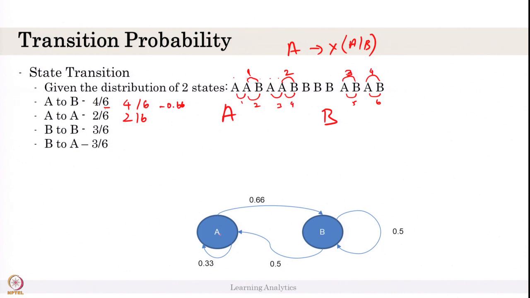And 0.33: if you are in action A, there is a 33% chance that you will come back to the A action only. So, 0.33 is a self transition. There are 2 actions out of 6 that came to A. So, this is 2 by 6, and this is 4 by 6. This is the probability distribution between these 2 states. Similarly, for B, there are 3 by 6 and 3 by 6, so 0.5 and 0.5. Hope you understand this figure.